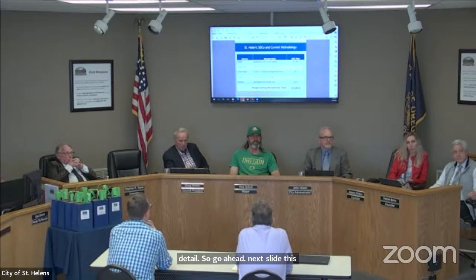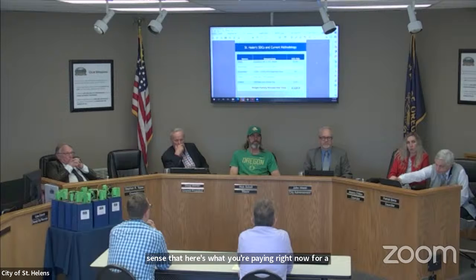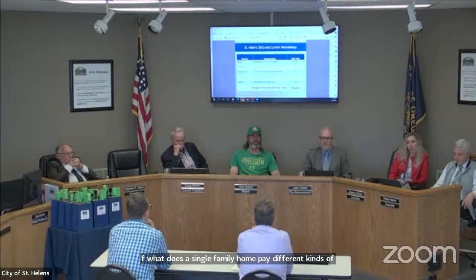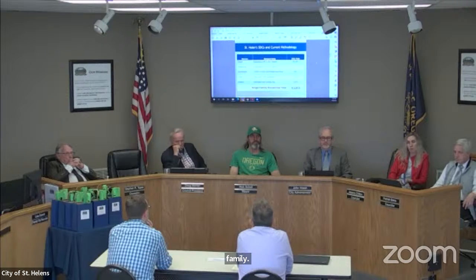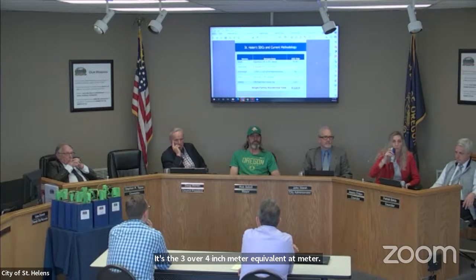This is important in the sense that here's what you're paying right now for a single family home. And we always put this in the frame of what does a single family home pay? Different kinds of land uses and businesses will pay completely different than what a residential customer does. But the lion's share of your new development is going to be residential, mostly single family, a lot of multifamily. Now, what people don't understand is for each service, there's a different unit of demand that we use. For water and sewer, it's the 3/4 inch meter equivalent. That meter, how much water can we serve you? Or how much water can come out of the system, back into your sewer system?